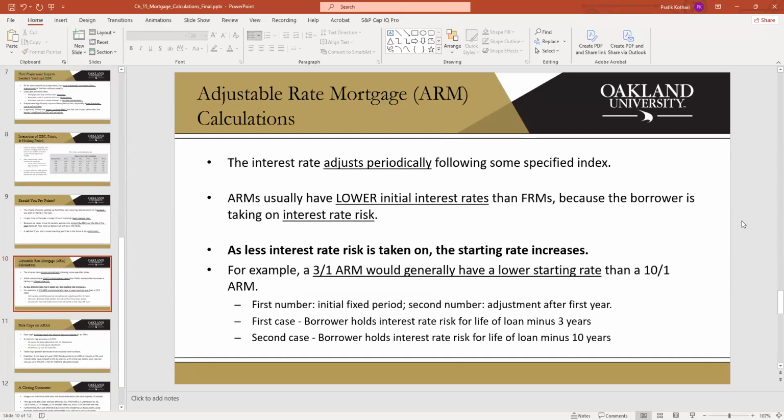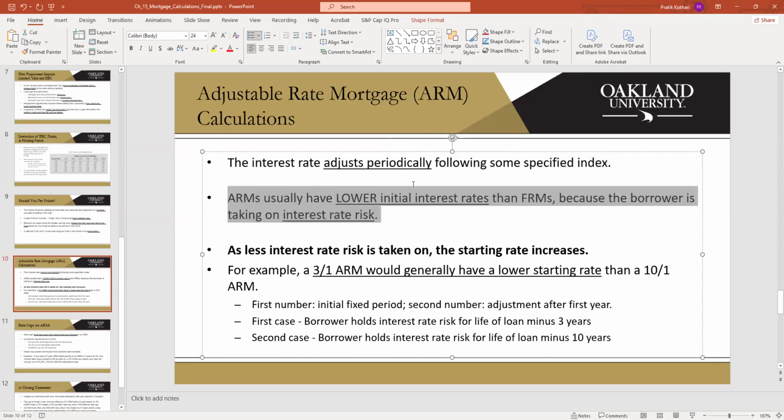Now, let's talk about ARMs, or adjustable rate mortgages. As we have discussed before, ARMs have a pre-specified number of years where the interest rate remains fixed, and then after that, it starts changing periodically following some specified index, like it used to be LIBOR back in the day, and now it's different. Okay.